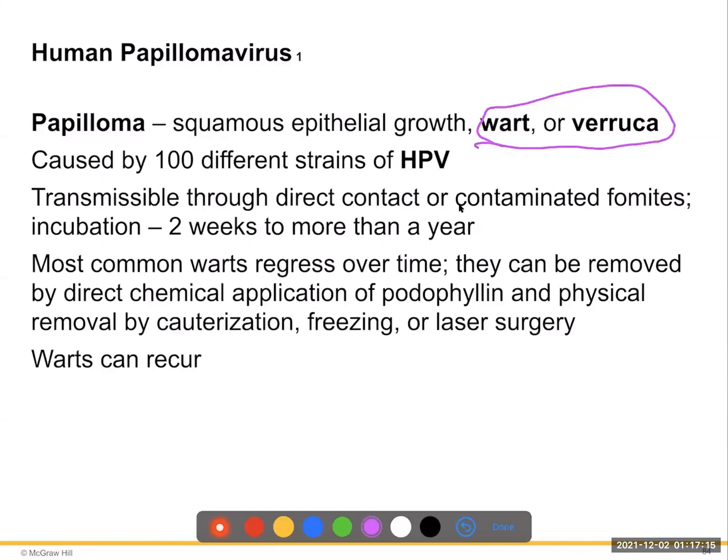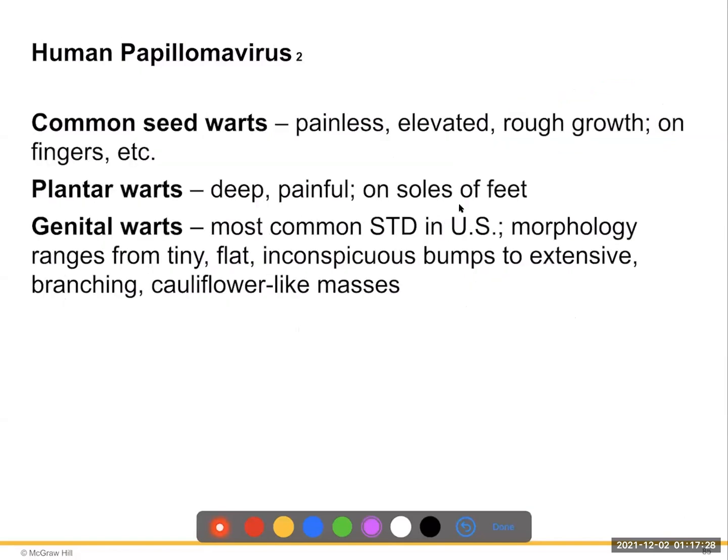They can be removed by chemical application of podophyllin, physical removal by cauterization, freezing, or laser surgery. And then the warts have a real high reoccurrence rate. It can reoccur. If you have common seed warts, they're painless, elevated, rough growths on the finger. You can get them on the fingers, you can get them in the genital areas. So the common seed warts are on your hands.